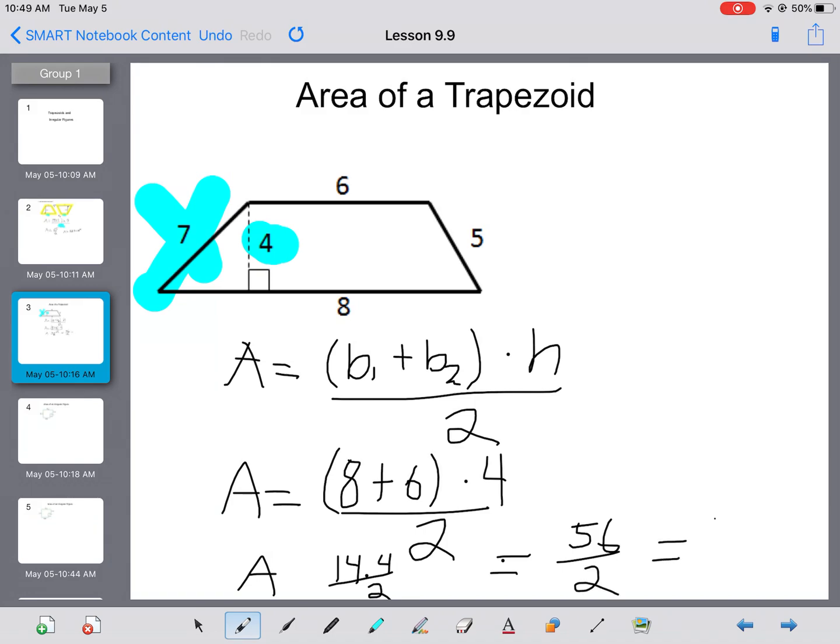And then I split that in half and I get 28 square units. I wasn't given any units, so I'll just call it square units. Okay, so that's one type of thing that you're going to need to apply in today's lesson: finding the area of a trapezoid given this new formula.